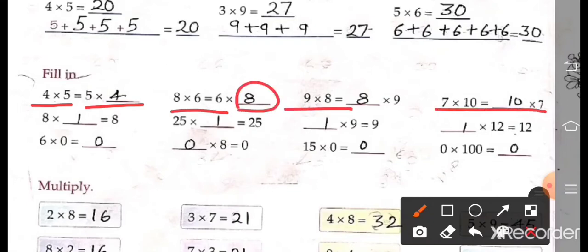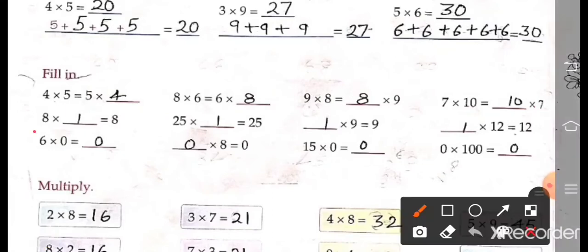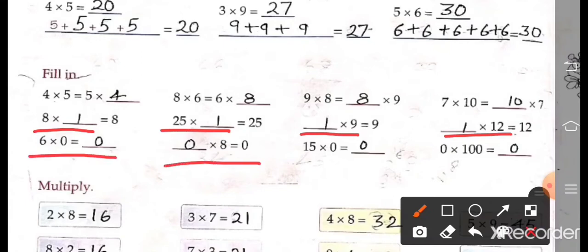Okay, like this. Now 8 multiply 1 equal to 8. Okay, number multiply 1 equal to same number. So here 1 multiply 9 equal to 9 and 1 multiply 12 equal to 12. Now 6 multiply 0, 0 multiply 8 equal to 0, like this. Okay, number multiply 0 equal to 0 or 0 multiply number equal to 0.